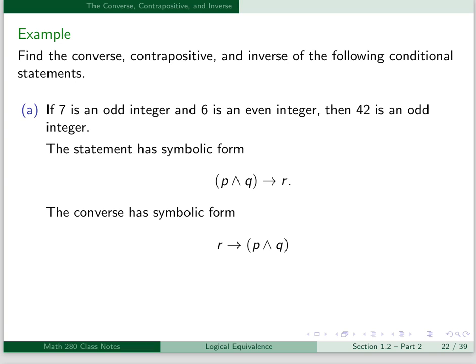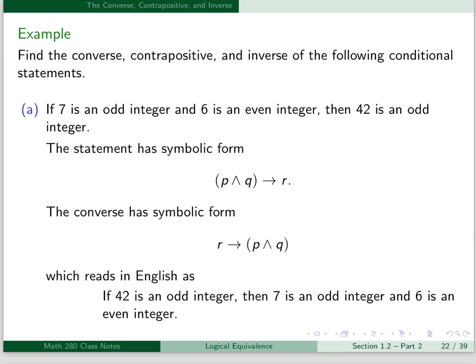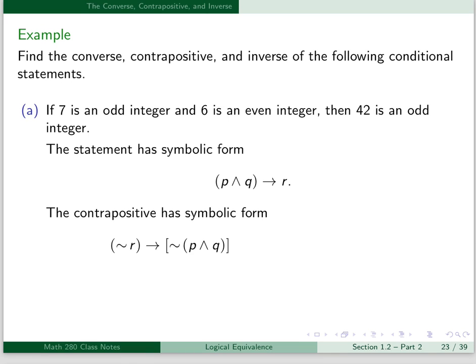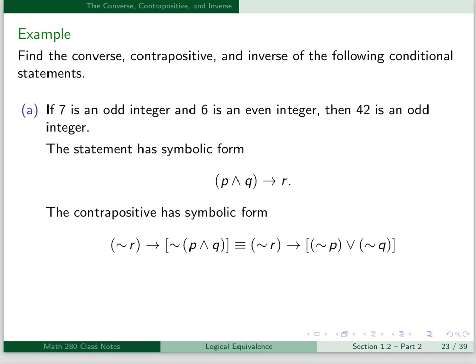For the converse, we just switch the roles of hypothesis and conclusion, which reads in English as, if 42 is an odd integer, then 7 is an odd integer, and 6 is an even integer. The contrapositive has symbolic form not R implies not the quantity P and Q. For the contrapositive, we interchange hypothesis and conclusion and negate each. And now this is logically equivalent to not R implies not P or not Q, where we've used one of De Morgan's laws to simplify the negation of P and Q.